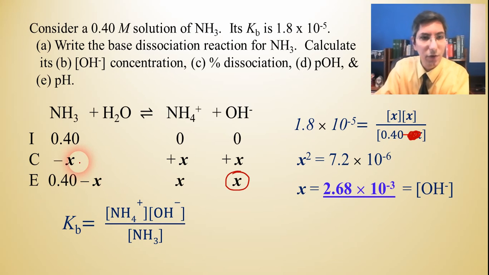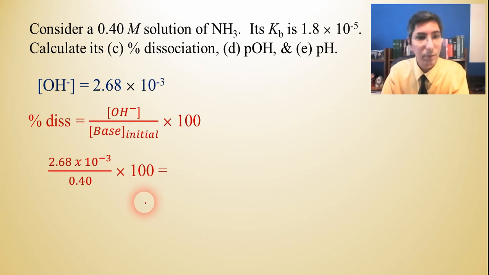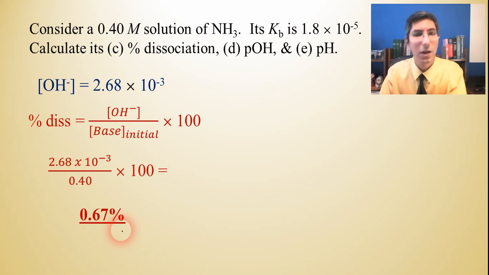The percent dissociation is always this number here, your X, divided by whatever it was being subtracted from, times 100. So in this case, it's going to be 2.68 times 10 to the minus third divided by 0.4 times 100. So when I key that into my calculator, I find that the percent dissociation is about 0.67%. So very low dissociation level for here, way less than 5%, which is what you'd expect for most weak bases.